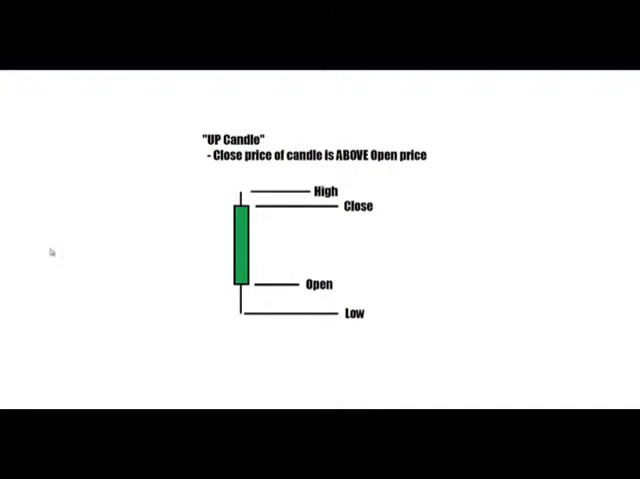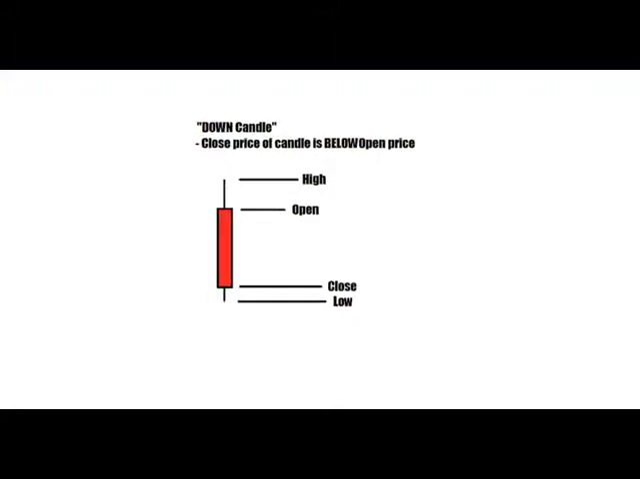Alternatively, there is another candle which is basically just the opposite, and it is called the down candle or the bearish candle. Now, the difference between the two is that the close price of the candle is below the open price. So you'll see at the beginning of the hour, we opened at a certain price. The highest point that we reached is displayed by the top wick. The lowest point that we reached is displayed by the bottom wick, and the close is displayed here.